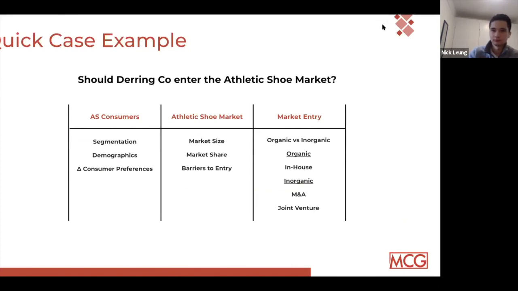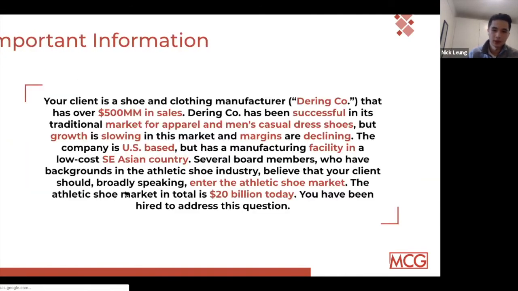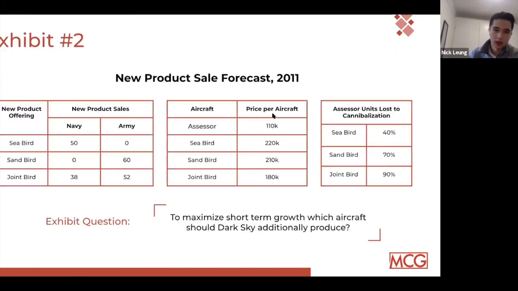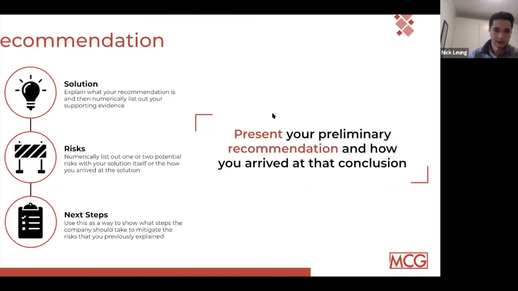I just have a question of how you would push it forward. Perfect. Right. So let's go back to what the ask is. Cool. So the ask in this case is you're trying to figure out should your client enter the athletic shoe market, right?